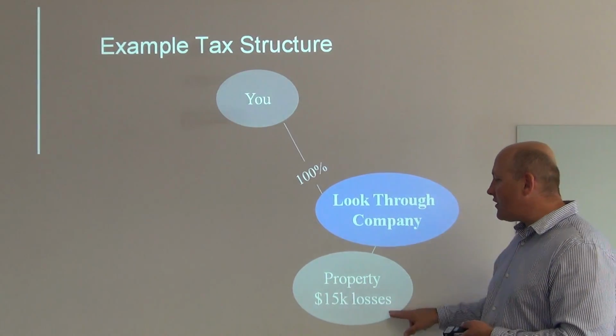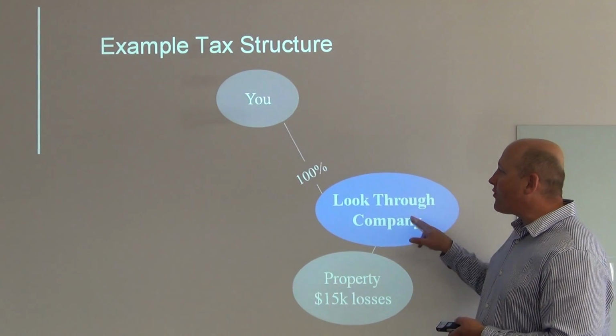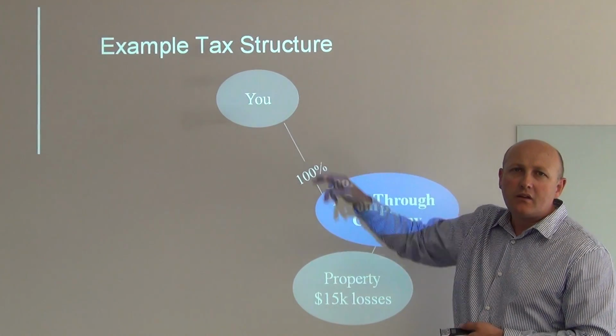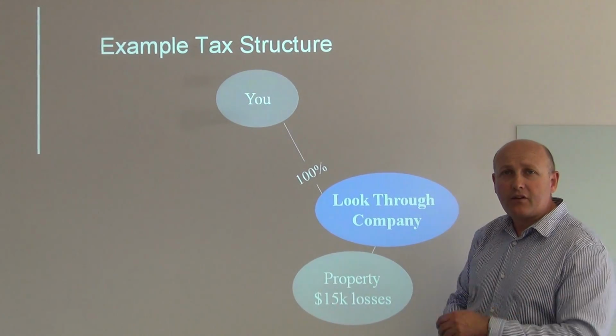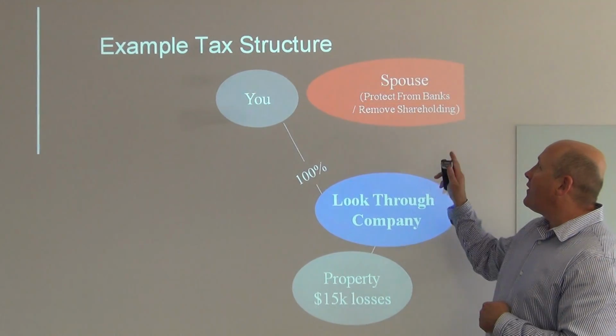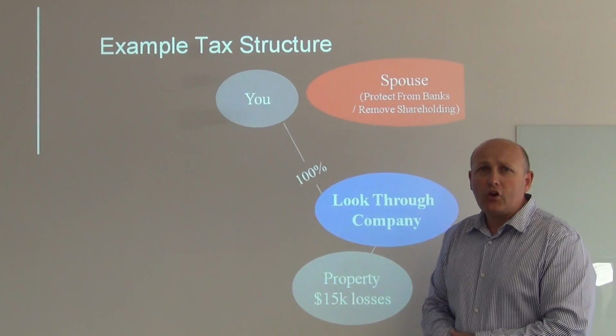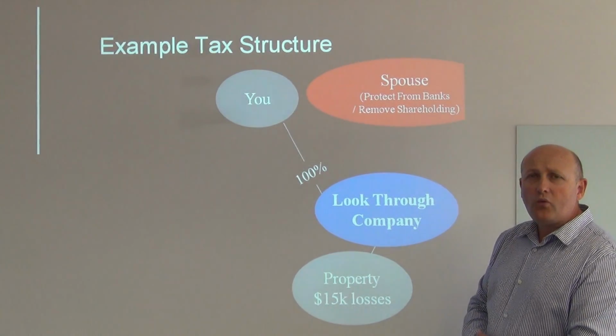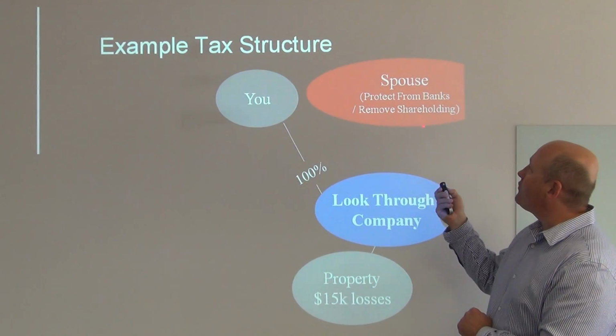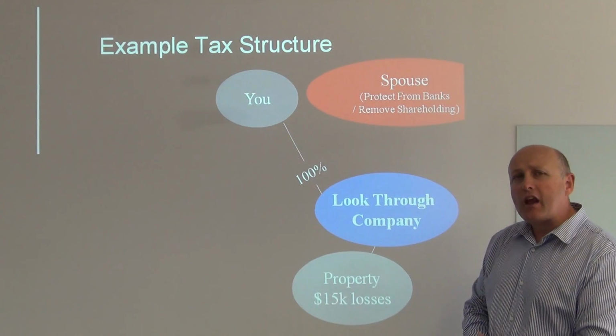So in this case, the losses, rent minus expenses, flow through the company up to the working spouse. So we're getting tax refunds from that. Now, notice that the non-earning spouse, the spouse at home with no income, we've actually removed them from the shareholding, and that's for a couple of reasons.